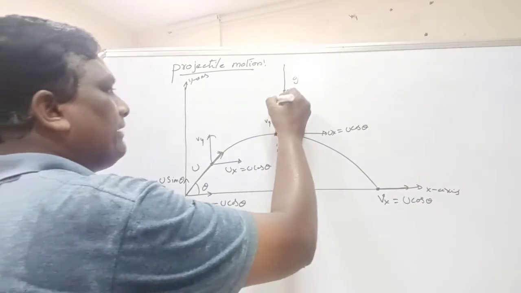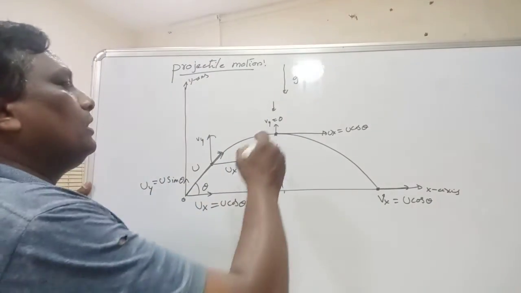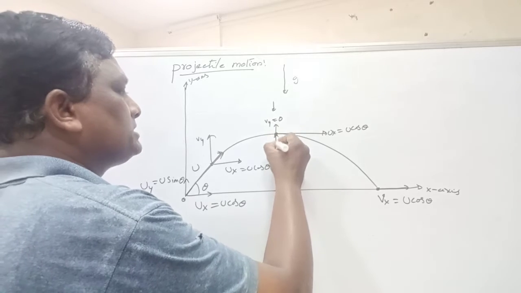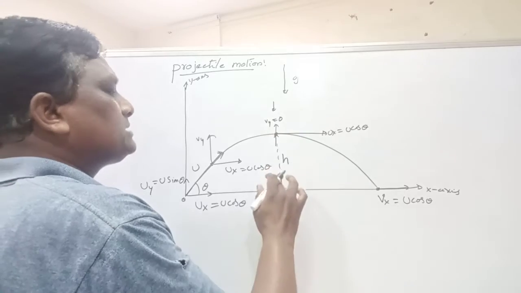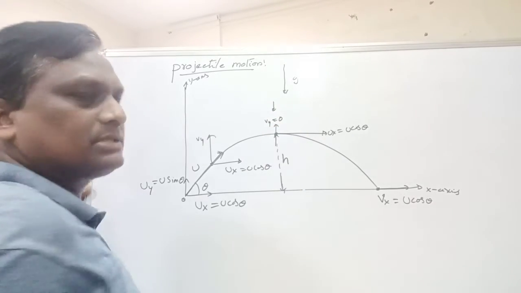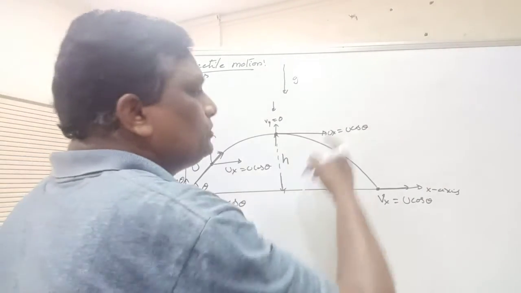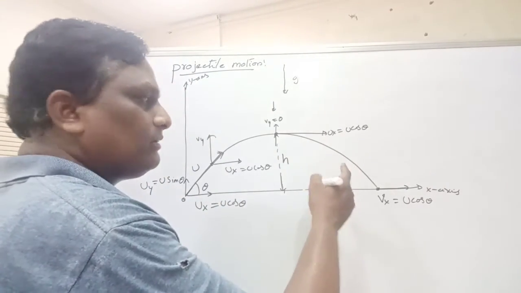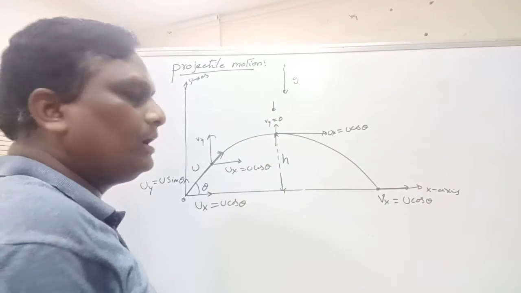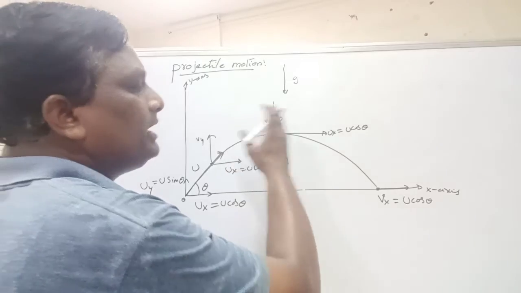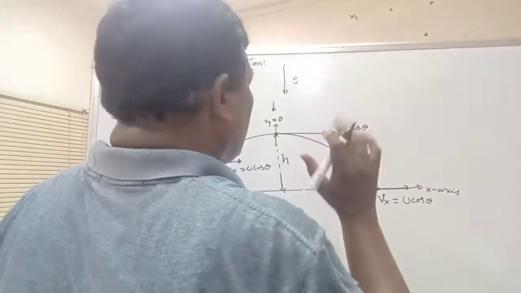Why? Because gravity is working along vertical. So this is the maximum height, you can assume it is h. At its maximum height, its vertical velocity is 0, but the body has a certain velocity, that is the horizontal velocity u cos theta. With u cos theta horizontal velocity, it completes the remaining half of the parabola. So this is the concept.